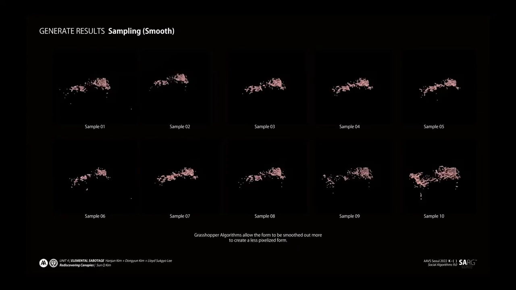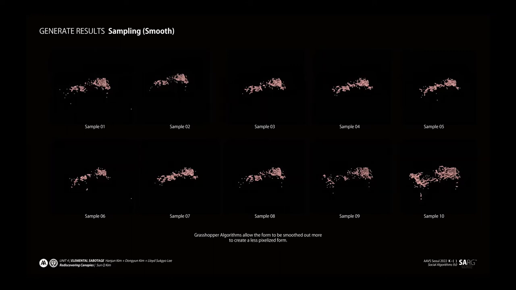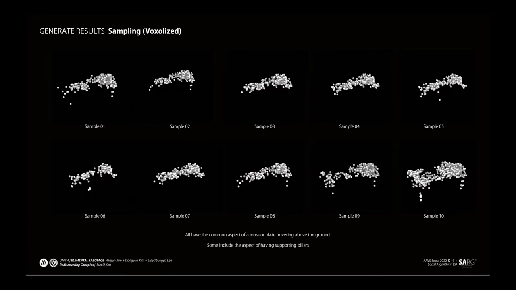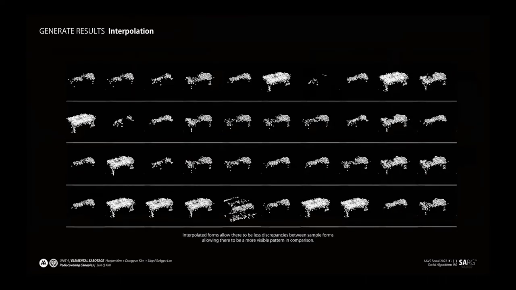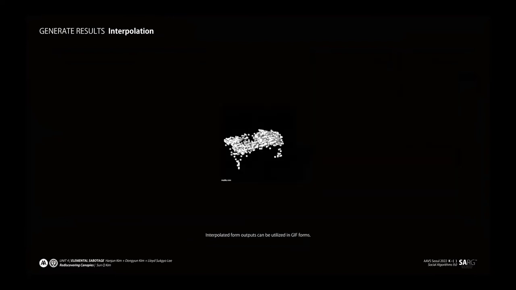And we could come up with several ways to present how the machine learning generated. In this case, we used the Grasshopper algorithm to make it smoother instead of a voxelized pixel version. If you compare with the other slide, that is a voxelized pixelized version, whereas this one is more smoothed out, so that it looks like a more fluid form. And finally, we could interpolate all the sample data so that it creates fewer discrepancies between the sample forms. And this could be turned into a GIF as follows.